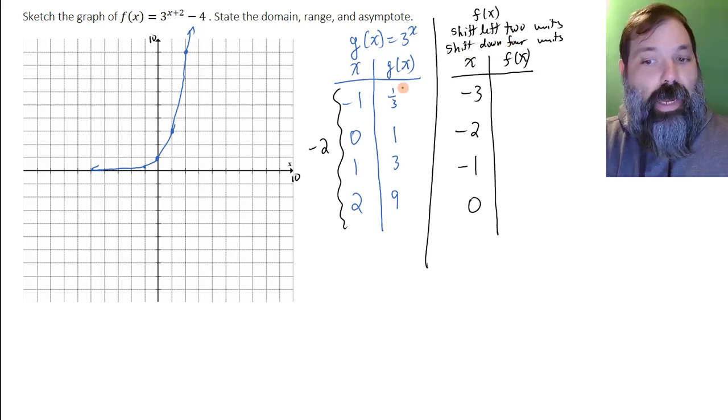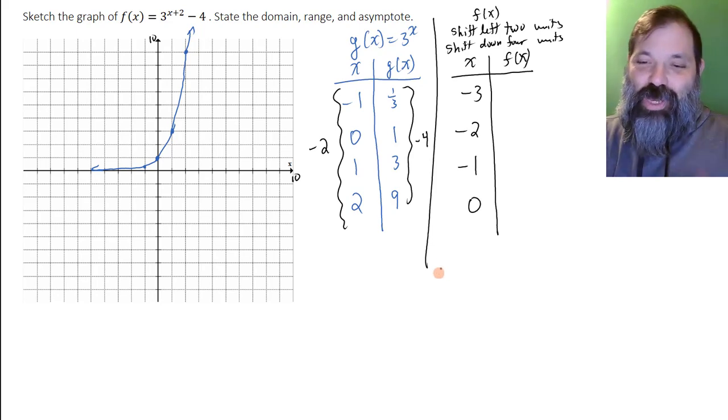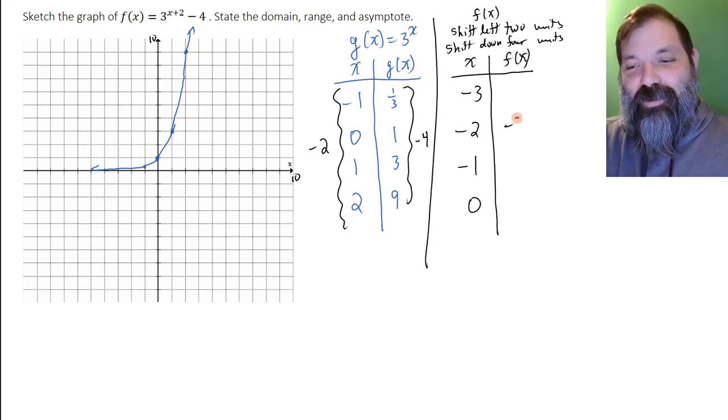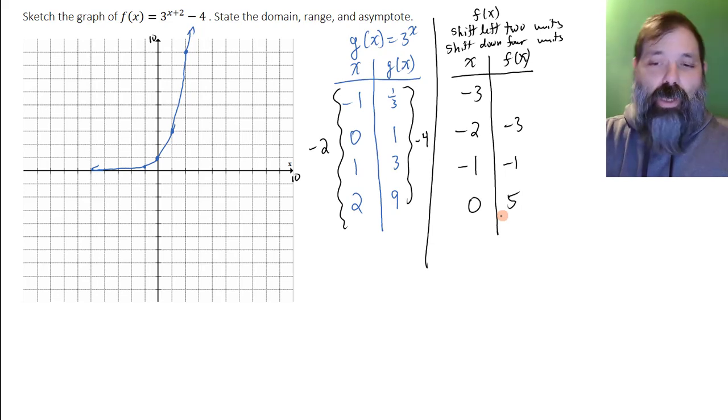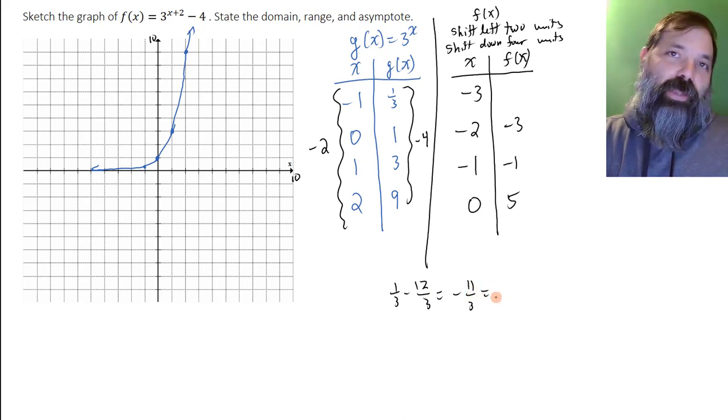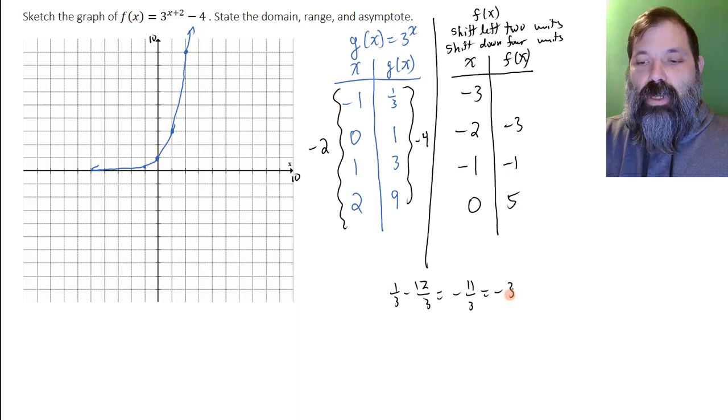And I need to shift the outputs down 4 units. So I'll subtract 4. I'll do the easy ones first. 1 subtract 4, that's -3. 3 subtract 4 is -1. 9 subtract 4 is 5. 1/3 subtract 4. So let's see, that would be -3 and 2/3. Let's do a little work here. 1/3 subtract 4. 4 is the same as 12 over 3, so that's -11/3. And we can think of that as a mixed number if that helps. -3 and 2/3. Okay, -11/3.